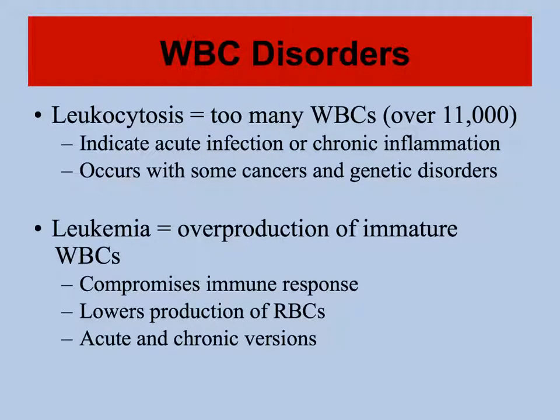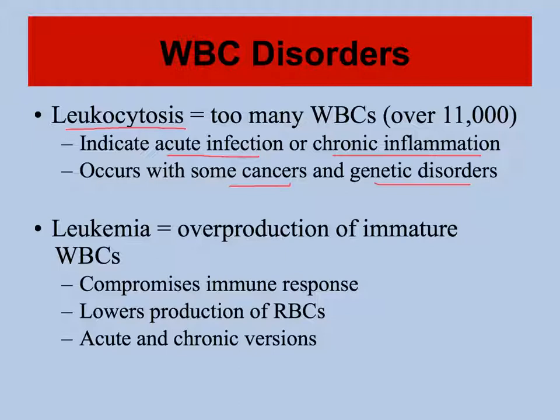Some common disorders of white blood cells. Leukocytosis is too many white blood cells, over 11,000 per microliter. This indicates that you are suffering from an acute infection, like appendicitis, or you're having a chronic inflammation of some type, a long-term condition where your body always has an area that's under attack. This occurs with some cancers, and also some genetic disorders will promote leukocytosis.